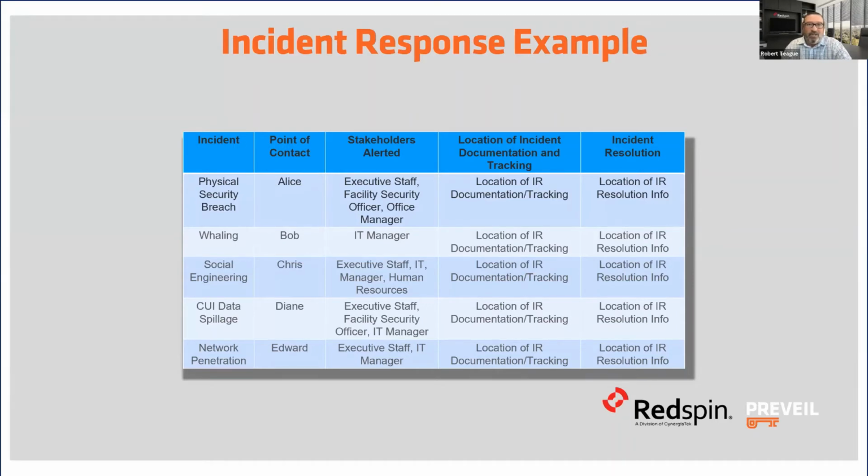This is a primary example. It's got the stakeholders on it, who's alerted, and that's also a key piece of the communication. Who needs to know? Not everybody needs to know there's some kind of incident going on, especially a data breach. You don't want everybody to know that. There are only certain people that need to know. So that's one of the things you should have defined.